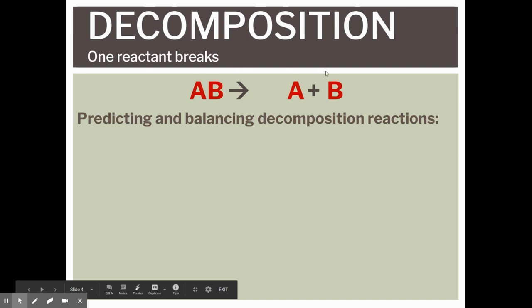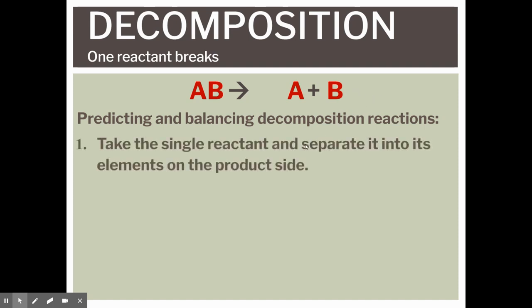So here's how you are going to predict and balance decomposition reactions. I'm going to give you a single reactant and I'm going to ask you to tell me what the products are and then balance the equation. Here are the steps. First step, take the single reactant and separate it into its elements on the product side. So if you're given reactant AB, well, then your products are going to be element A and element B.